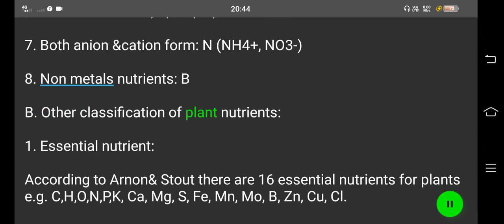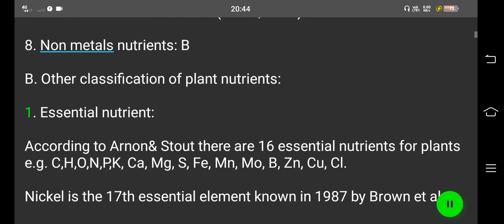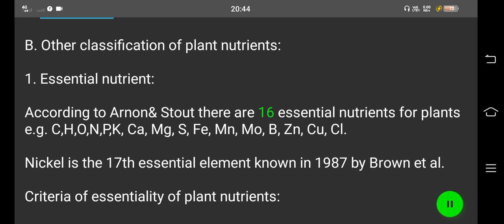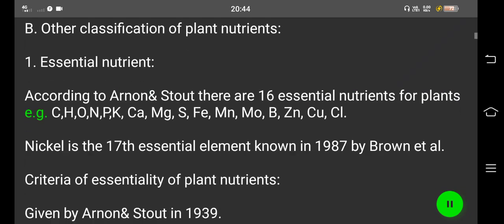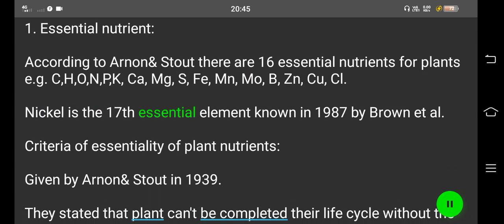Other classification of plant nutrients. 1. Essential nutrients. According to Arnon and Stout, there are 16 essential nutrients for plants, e.g. C, H, O, N, P, K, Ca, Mg, S, Fe, Mn, Mo, B, zinc, Cu, Cl. Nickel is the 17th essential element, known in 1987 by Brown et al.